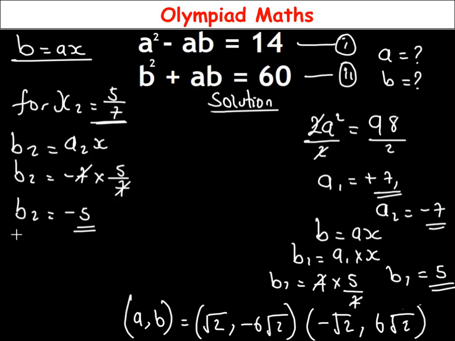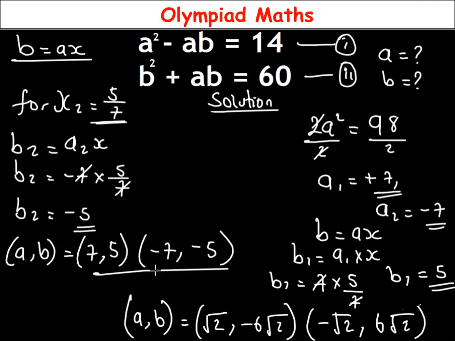With this, let us then write down the solution that we got. So a and b is equal to, now the value of a1 is plus 7, so 7, comma, b1 is 5. Then a2 is minus 7, while b2 is minus 5, okay? And these are the values of a and b respectively for this set of equations, okay?